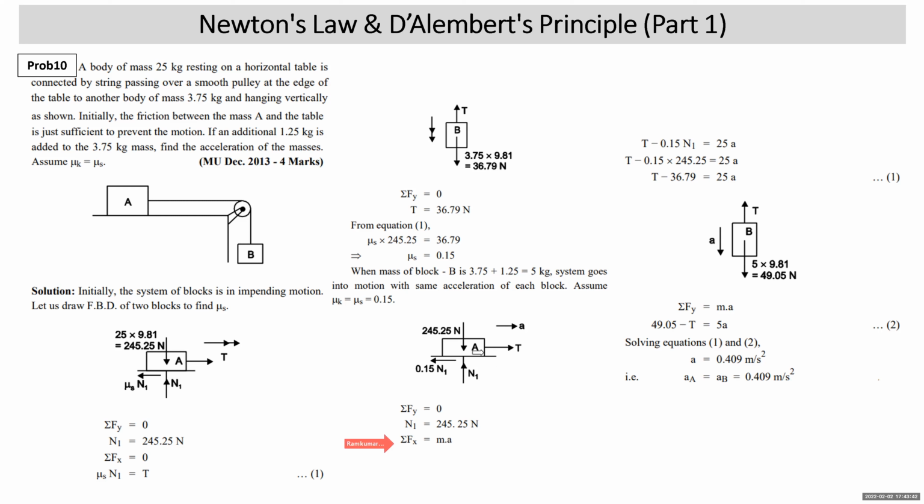We write force in the direction of acceleration as positive. T minus 0.15 N1 is equal to Na. 0.15 N1 is 245.25. You get one equation.